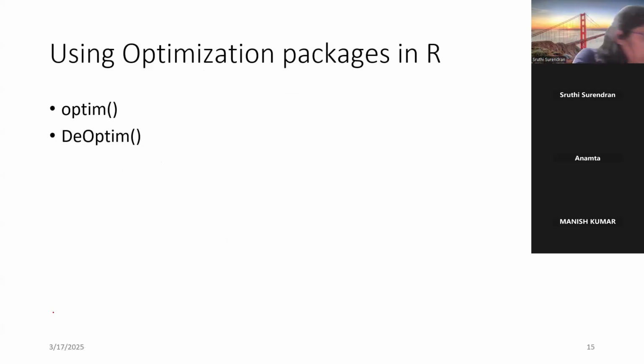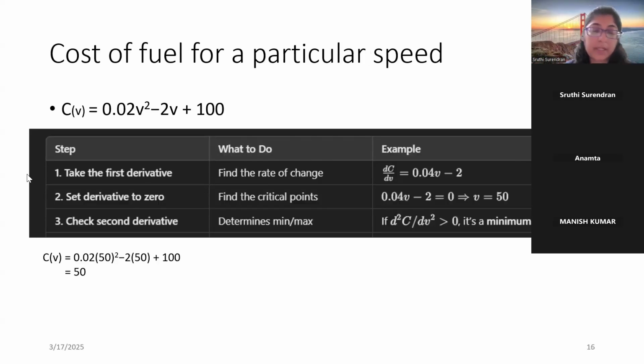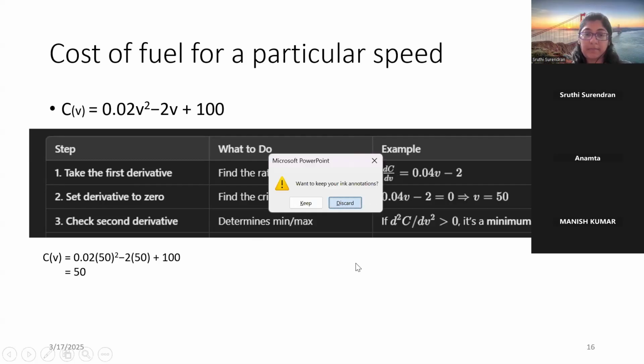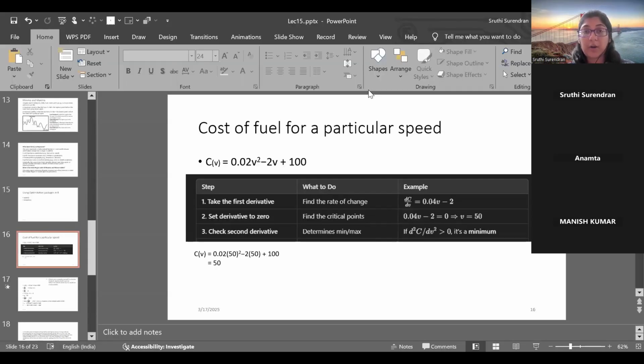Now, moving on, when we are running optimization problems using R, we use majorly two types of packages. One is the Optim package and one is the DEoptim package. So today I'll just take you through some concepts using the Optim package.